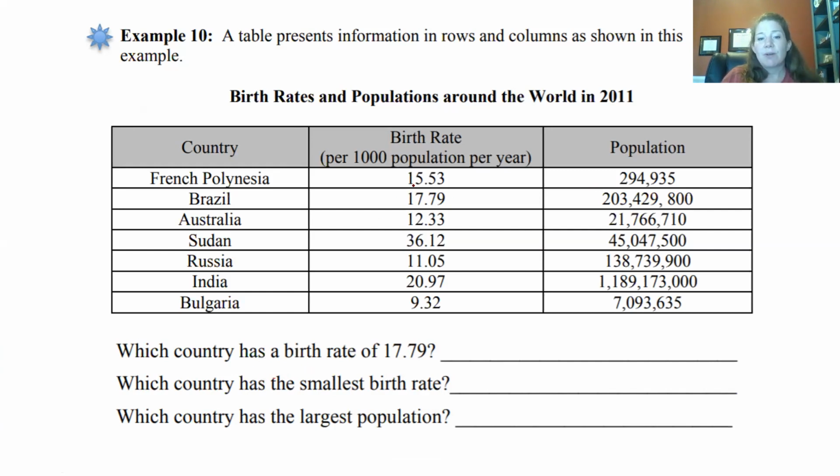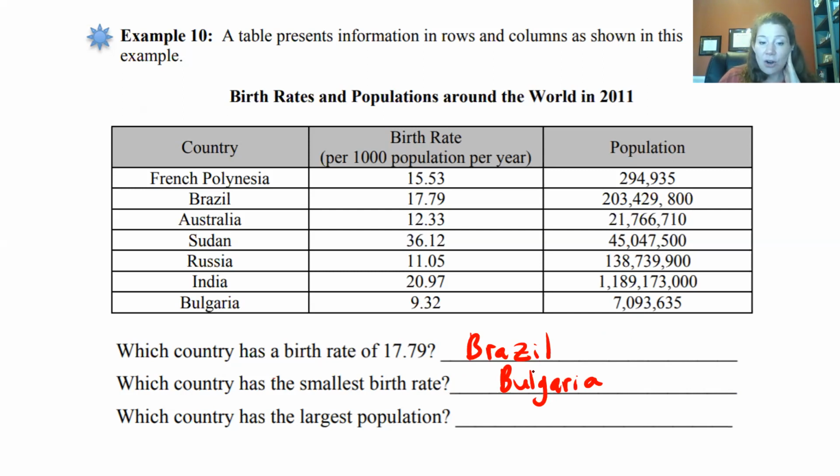So here is what they're talking about right here. So what country goes with that number? Well, it has to be Brazil. Which country has the smallest birth rate? So we're not talking about population, we're talking about birth rate. So we're looking at these numbers and we want to know which number has the smallest birth rate. So of course that would be Bulgaria. And it just so happens to have the lowest population as well.